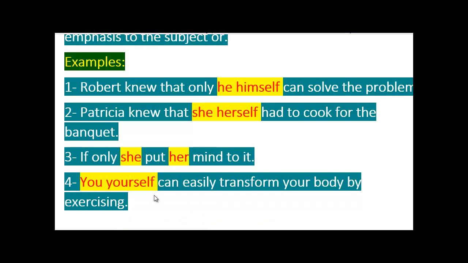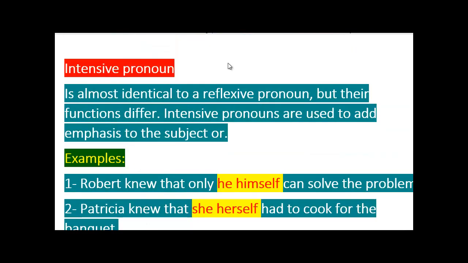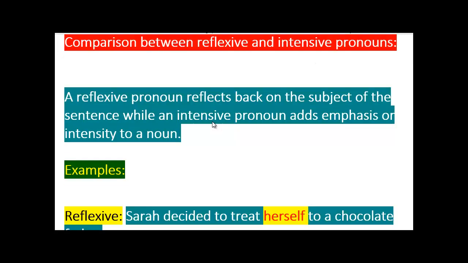You yourself can easily transform your body by exercising or going to the gym or whatever. You yourself. Again, two pronouns, assertive. That's what we call an intensive pronoun. Here is a quick comparison between reflexive and intensive pronouns, guys. The example will make it clear. Reflexive pronouns refer back to the subject of the sentence, while intensive pronouns add emphasis or intensity to a noun. So see the example.